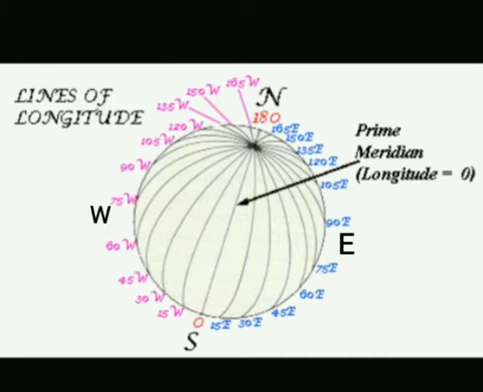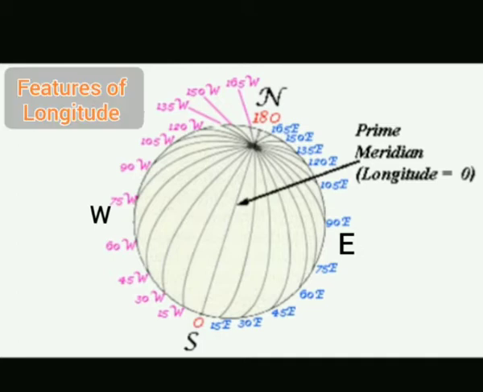Students, you have learned about lines of longitude. Let us know the features of longitude. Look at the picture on page number 4. Lines of longitude mark the distance of a place in an east-west direction of the prime meridian. These longitudes are numbered from the prime meridian, 0 degree. They increase in value as they move from east to west till they meet at the 180 degree longitude, which lies opposite to the prime meridian, that is called the international dateline.